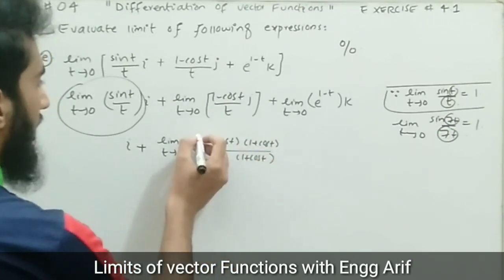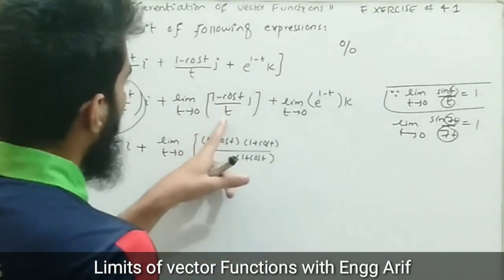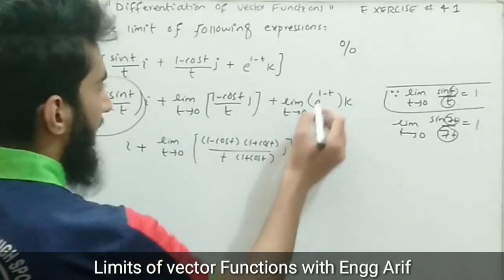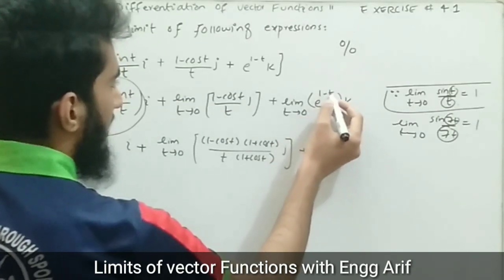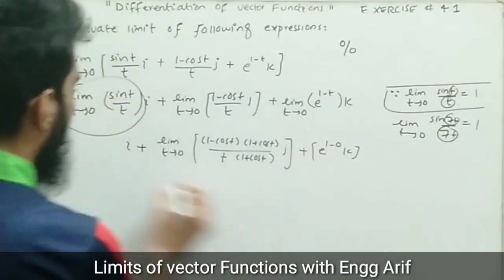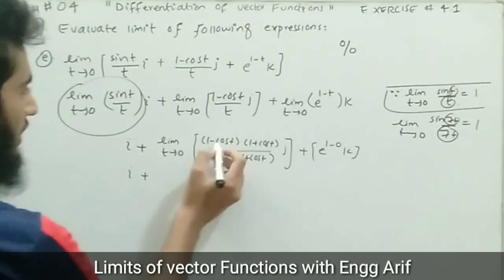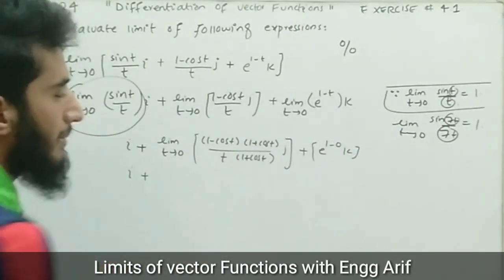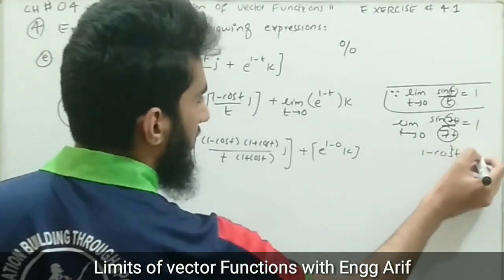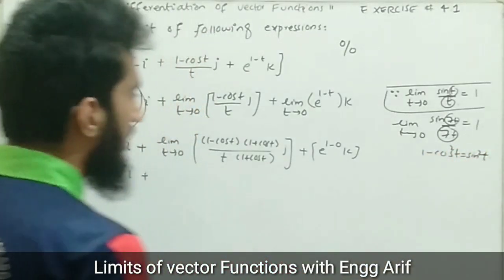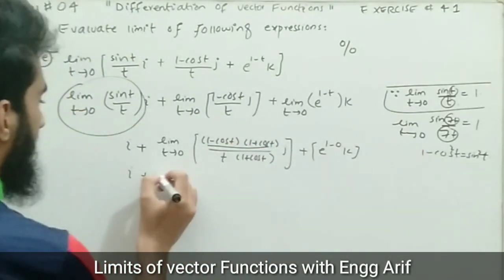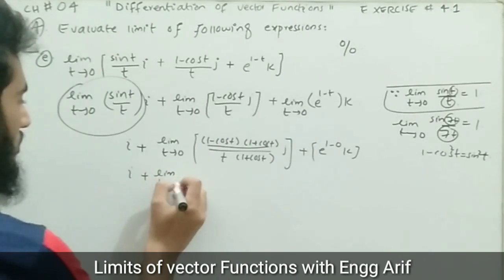The conjugate of 1 minus cos t is 1 plus cos t, over 1 plus cos t, and over here we have t, so it becomes t into j, plus applying the limit over here, t is 0, so it becomes e to the power 1 minus 0 into k. Now it becomes i plus. 1 minus cos t into 1 plus cos t, according to a square minus b square, gives us 1 minus cos square t, which is equal to sin square t according to the trigonometric properties. So the whole value of 1 minus cos t into 1 plus cos t can be written as sin square t. So the limit as t approaches 0.